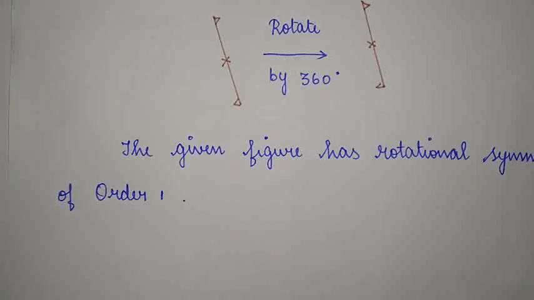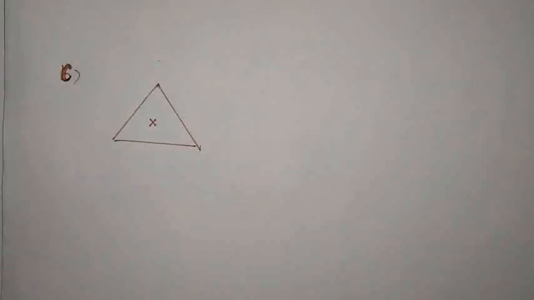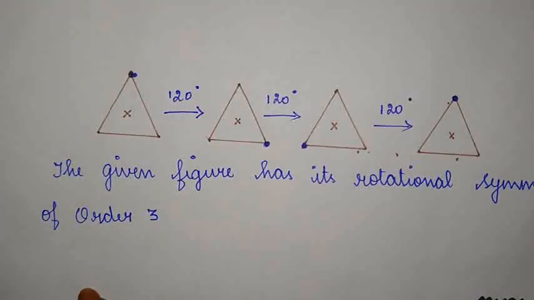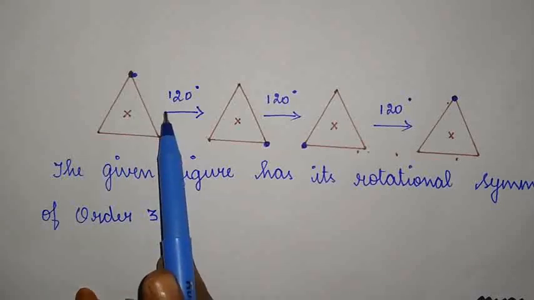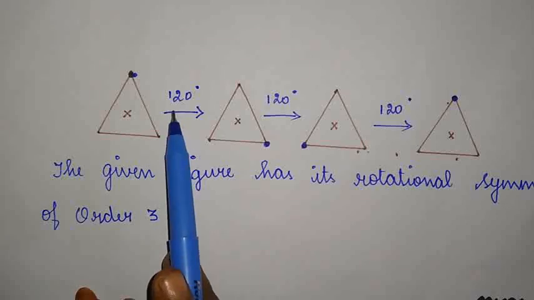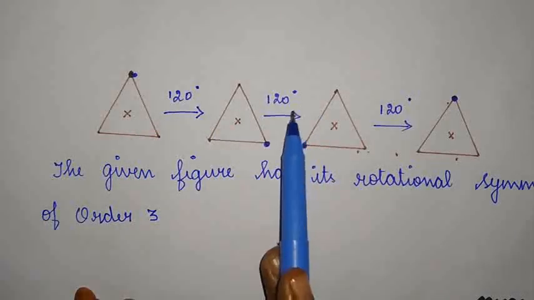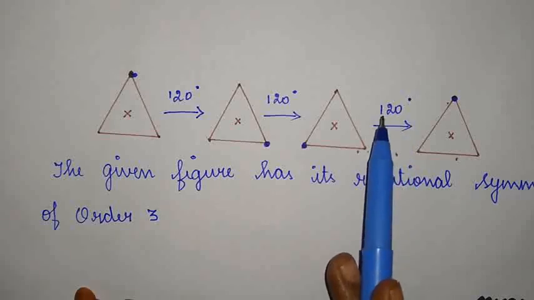Next, let me take subdivision C. This is C subdivision. We have to find the order of symmetry for this triangle. Draw the diagram. Already we saw in the previous sum how to rotate the triangle. So it rotates by 120 degrees. So here the order of rotation is 1, 2, 3.